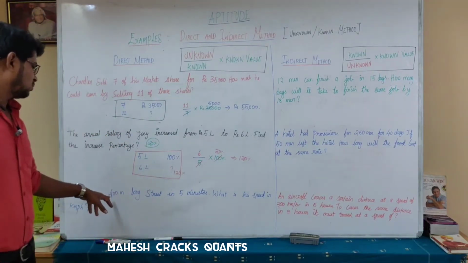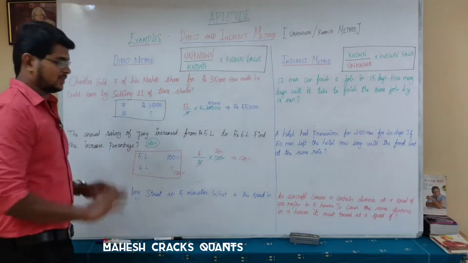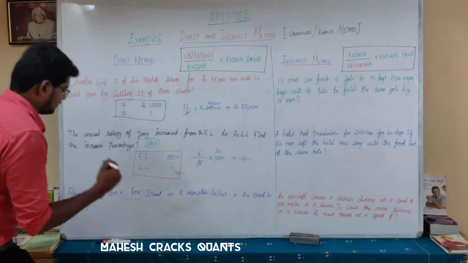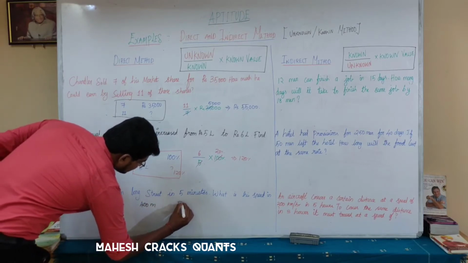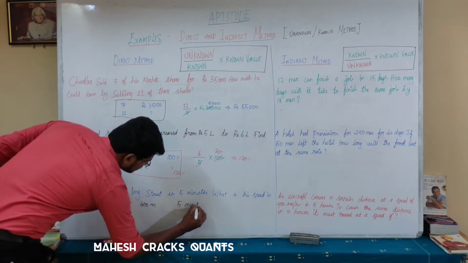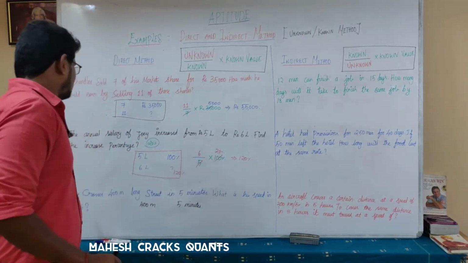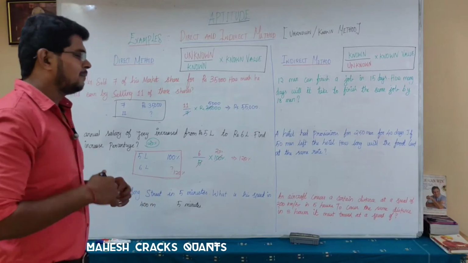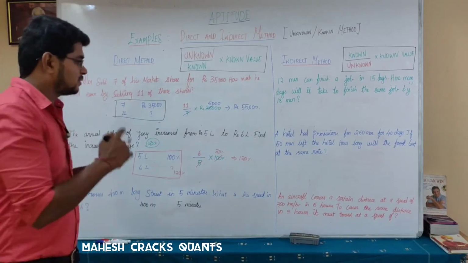We have two numbers. What are the numbers? 400 meters and 5 minutes. Both are different values, so I'll write 400 meters in 5 minutes. Listen to the question again. What is his speed in kilometers per hour? First of all, per hour means how many minutes? 60 minutes. This is what we have to get from the question.